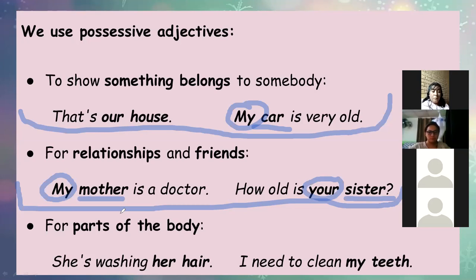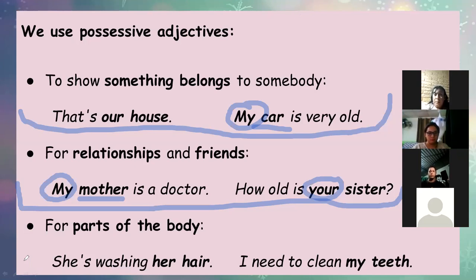The next one. Can you help me, please, Moises, with the next one? The third use. For parts of the body, no alcanzo a ver la parte de abajo. Wait, wait, wait. Sorry. You can see the examples. Okay, I'm going to read the examples. The example number one says, she's washing her hair. She's washing her hair.